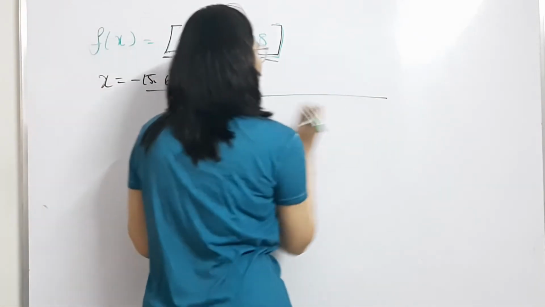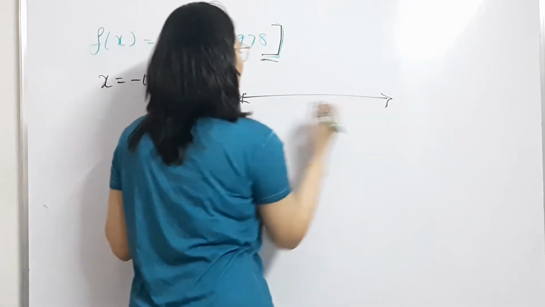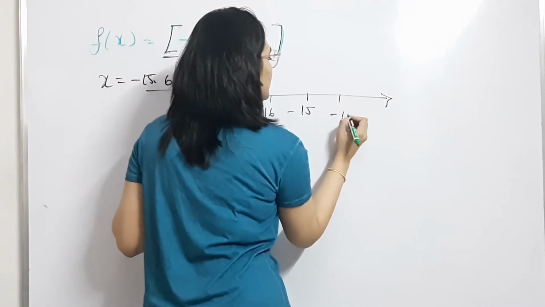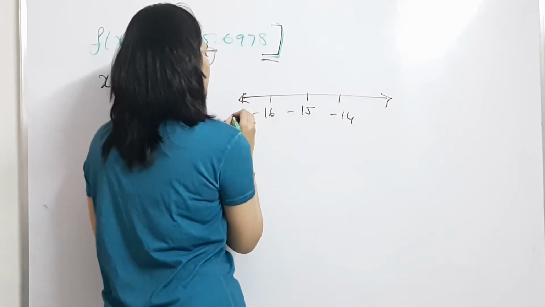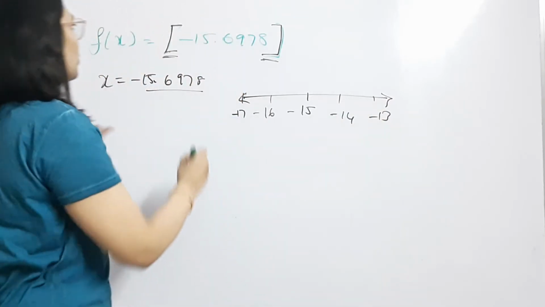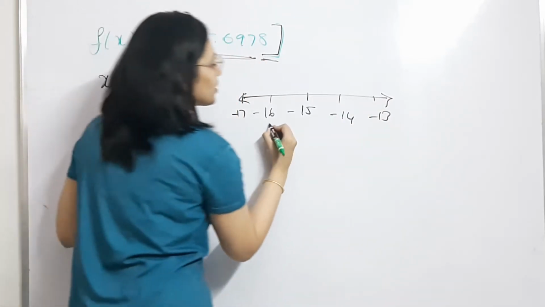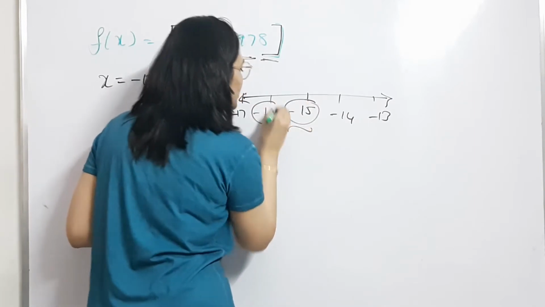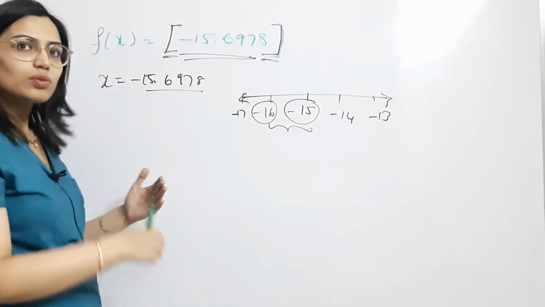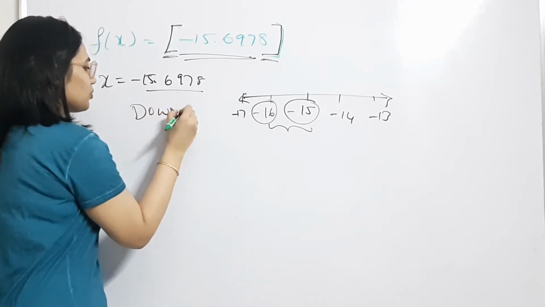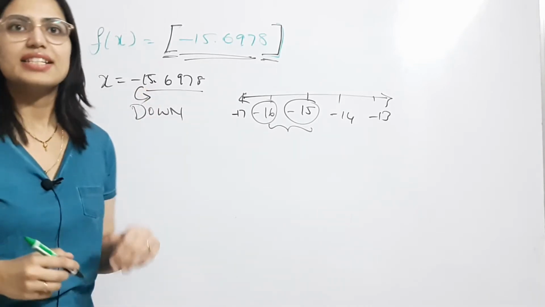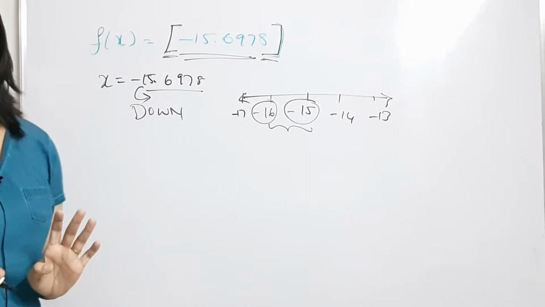So if you draw a number line, assume this is a number line. Say this is minus 15, this is minus 16, this is minus 14, and this is minus 17. Okay, and this is minus 13 for example. You know that this particular value lies between these two, minus 15 and minus 16, right? But here we want to round down the value. Round down the value means we want a value that is less than minus 15, but it is the greatest value that is nearer to minus 15, right?